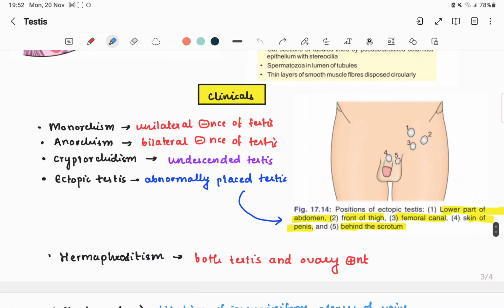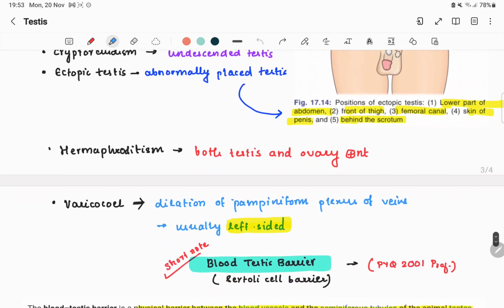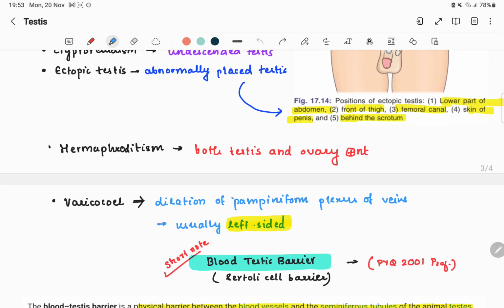Talking about clinical, we have monorchism. Monorchism is the unilateral presence of testis. Anorchism is the bilateral absence of testis. Cryptorchism is the undescended testis in children. Ectopic testis means abnormally placed testis. Hermaphroditism is when both testis and ovary are present in the same individual.